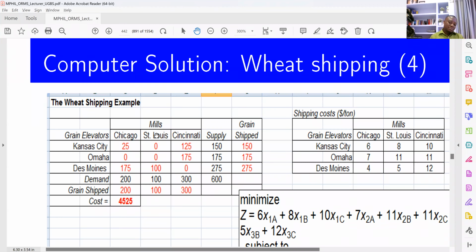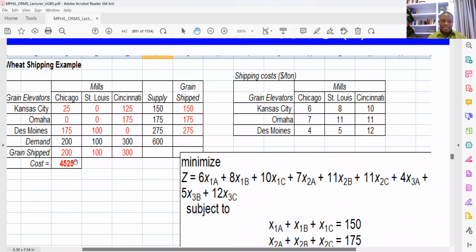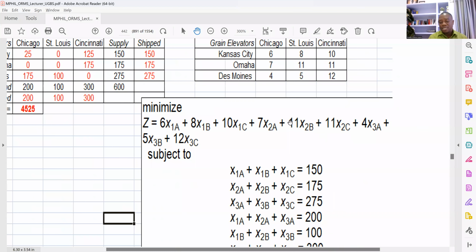That's the first one. The second question is to use your solution to find the minimized cost, the minimum cost. You can see that it is 4525 here, but how do you get it? You will not see the 4525 in the question. So this is how you get it. Go to the objective function. Look at the numbers and then the decision variables.